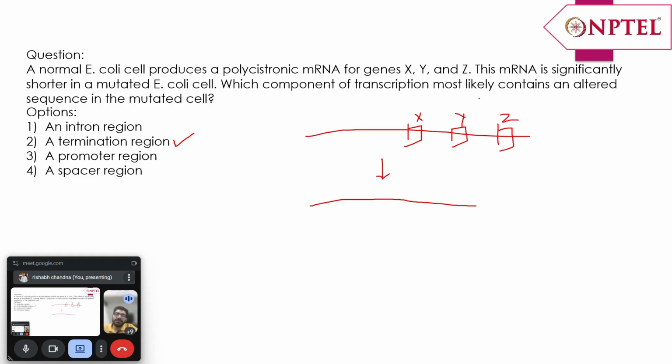That means either Y or Z is not there. So consider that Y is not being produced here. So only X is contained in the mutated mRNA. Okay, so this is mutated. Now, what can be the possible reason that this mutation is happening here? So this is what the question is. So what can be the correct answer?